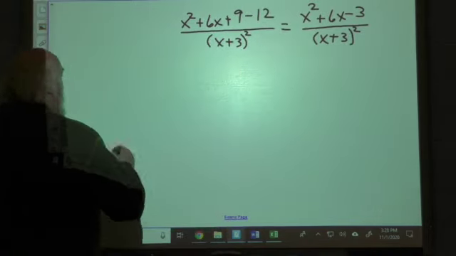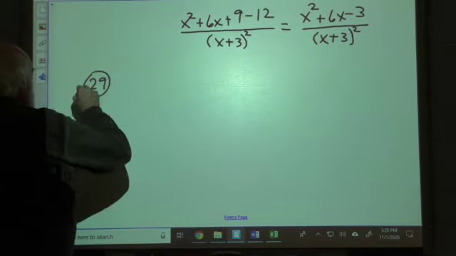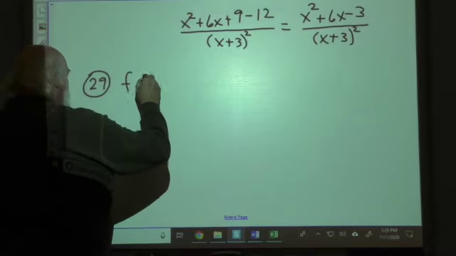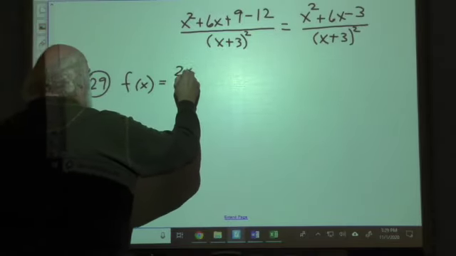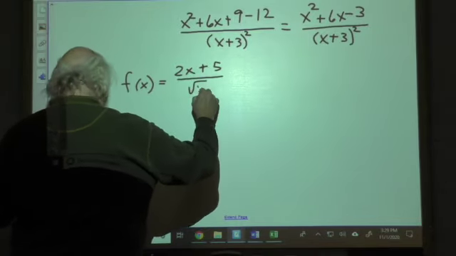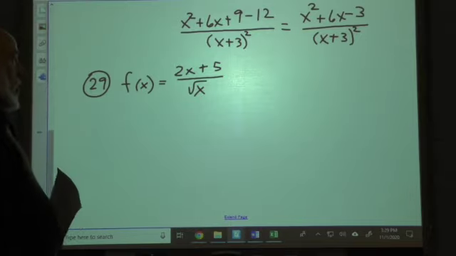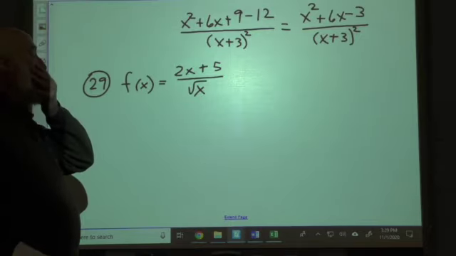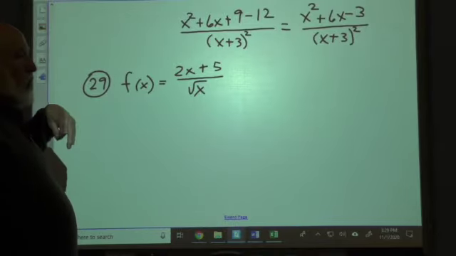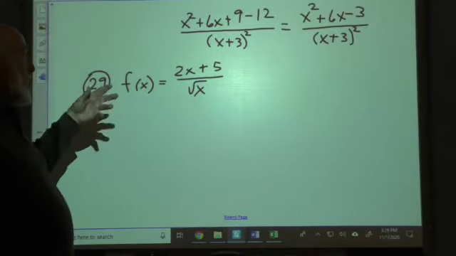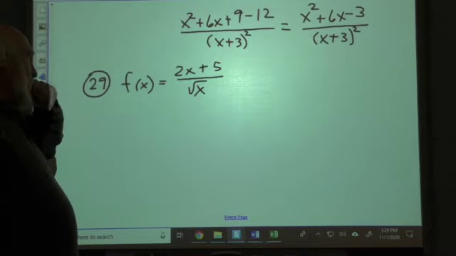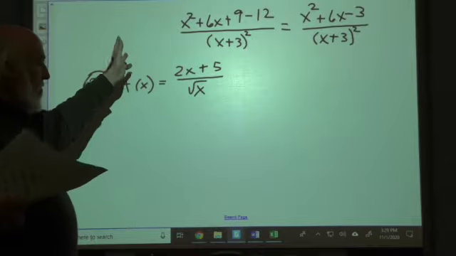Okay? Number 29. f of x is equal to (2x plus 5) over the square root of x. And this little piece of ugliness here, we're going to rewrite so we can use the rule of box for this. Otherwise, we're going to have all kinds of things that we don't want. And then, if we have to, we can change it back to that, that's fine.